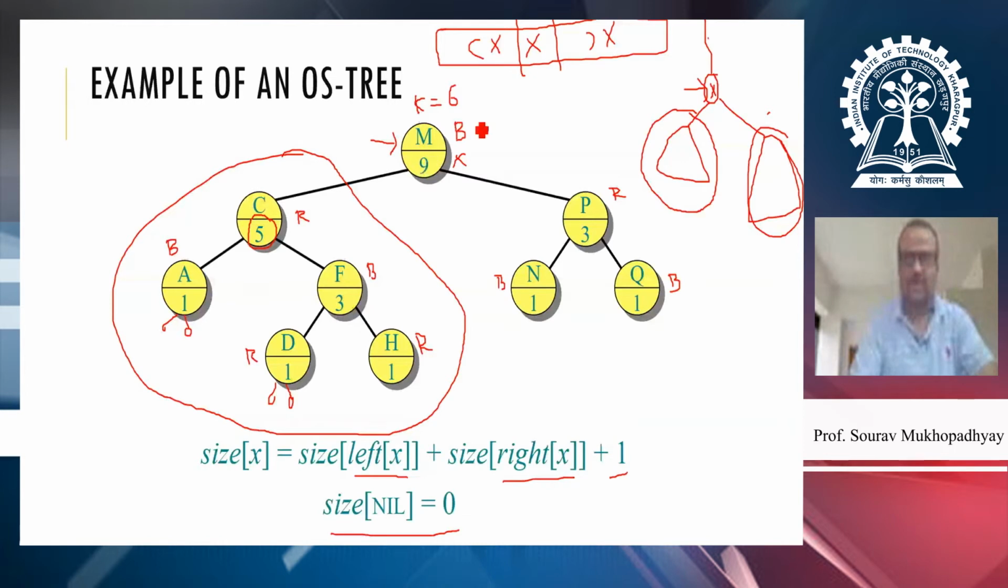Now suppose we are looking for the ith smallest element, suppose i is 6. We can easily get the rank of this root. If the rank is the same as i, we return, happy day. But we may not always have a happy day. So suppose we are looking for the 5th smallest element, then what to do? Any suggestion? This is also a recursive call.